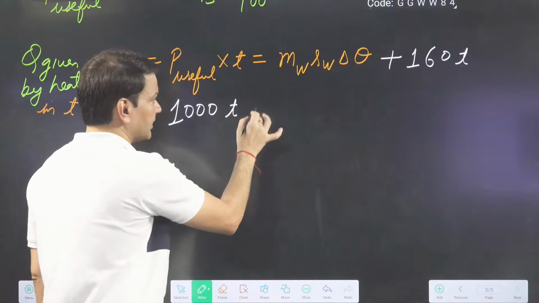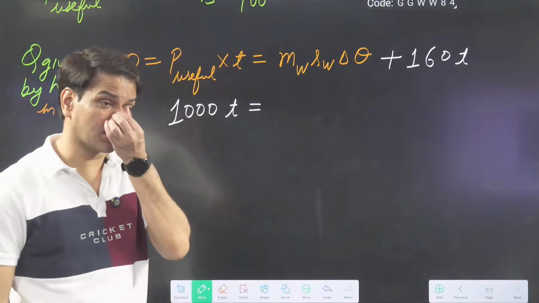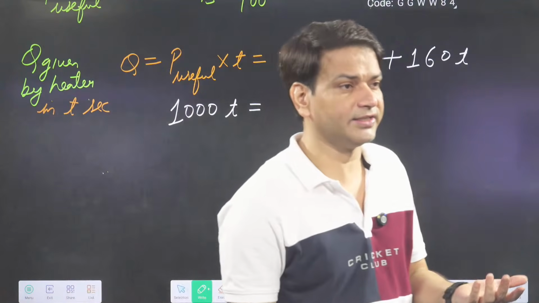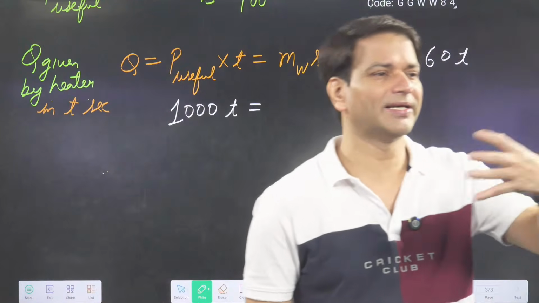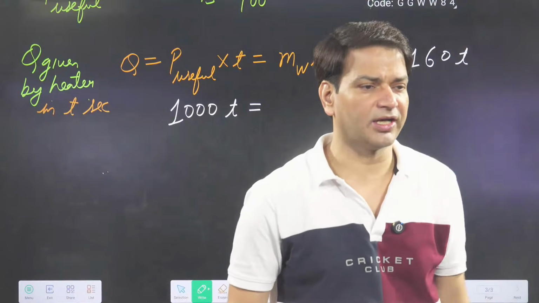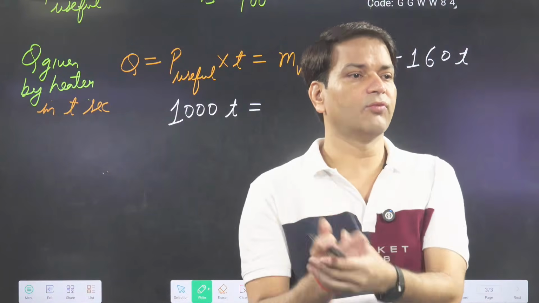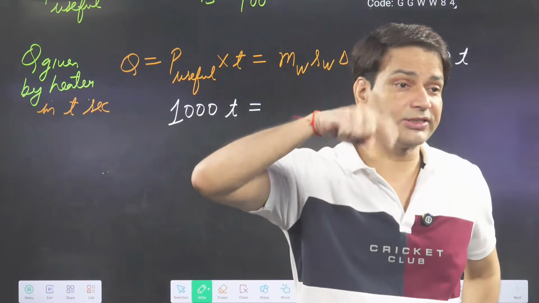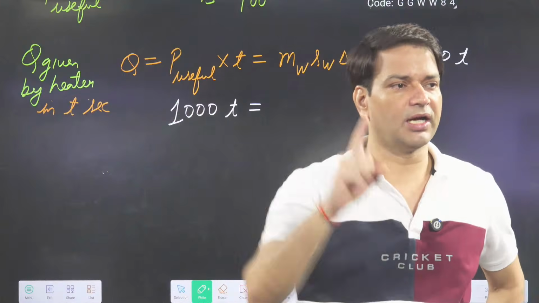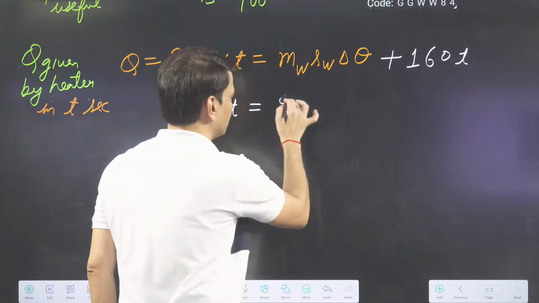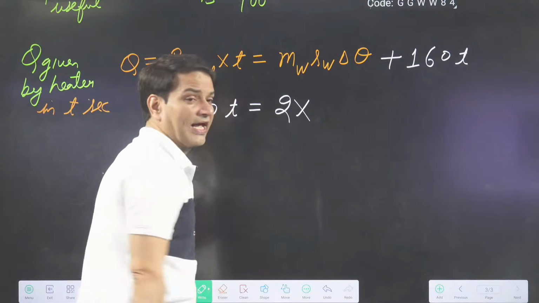1000 into T is equal to the mass of water, 2 liter. 2 liter water, what is the mass? 2 liter water mass is 2 kg. When you buy a water bottle, it is written that 1 liter is 1 kg. And you know 1 liter means 10 to the power minus 3 meter cube, and the density of water is 10 to the power 3. Ultimately 1 liter will come as 1 kg. Okay. So the mass of water is 2 kg.